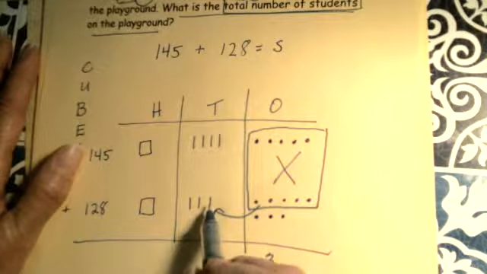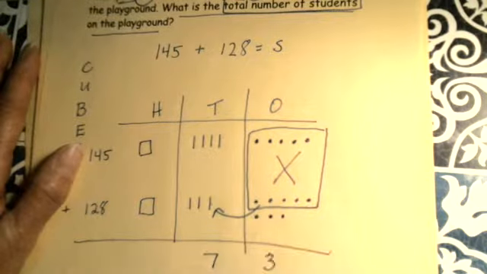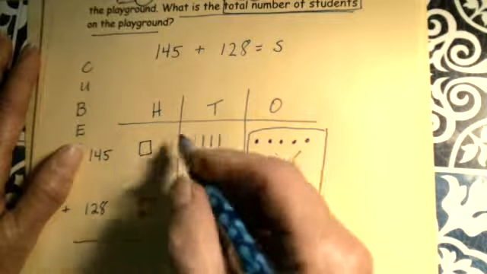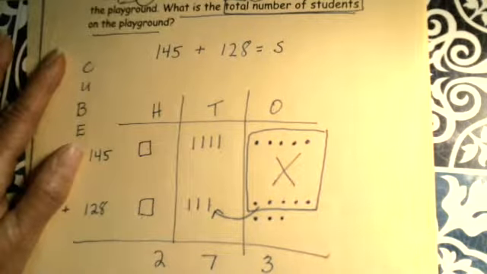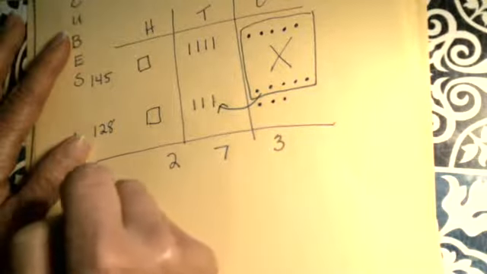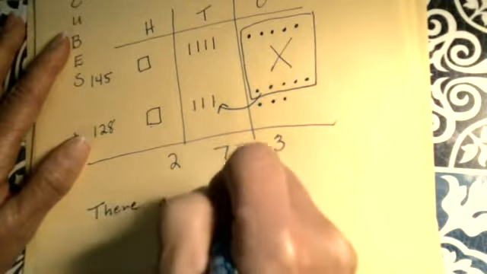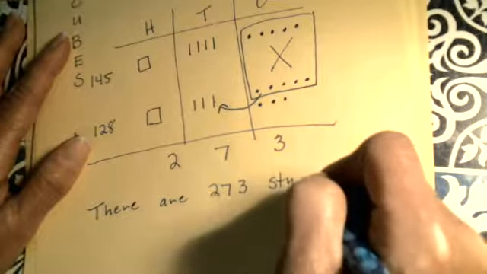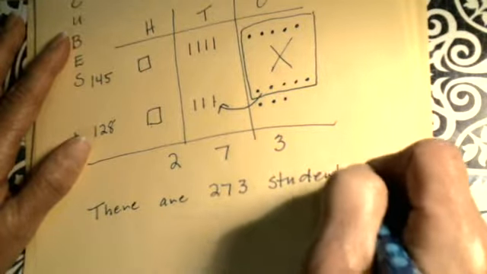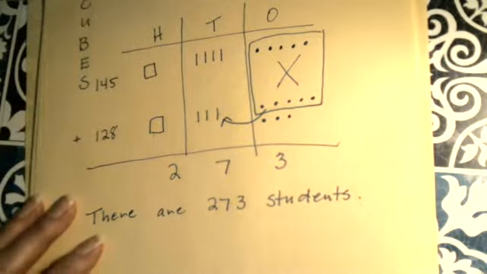Now I add up my tens. 1, 2, 3, 4, 5, 6, 7. I have 7 in the tens column. And 1, 2. So I have a total of 273 students. That's my answer statement. Okay, so I said I was going to show you different strategies. That's one strategy.